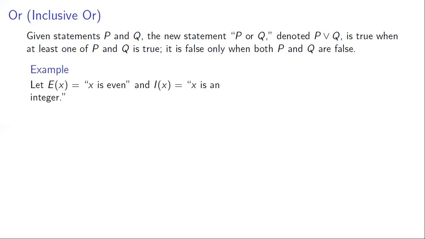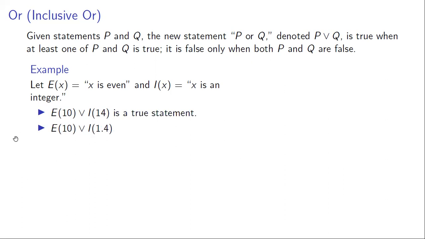So for example, as before, let E of X represent that X is even, and I of X represent that X is an integer. So here we have a statement. E of 10 is a statement saying that 10 is even. That's true. I of 14 is a statement saying that 14 is an integer. That's also true. This new statement, E of 10 or I of 14, is a true statement because at least one of them is true.